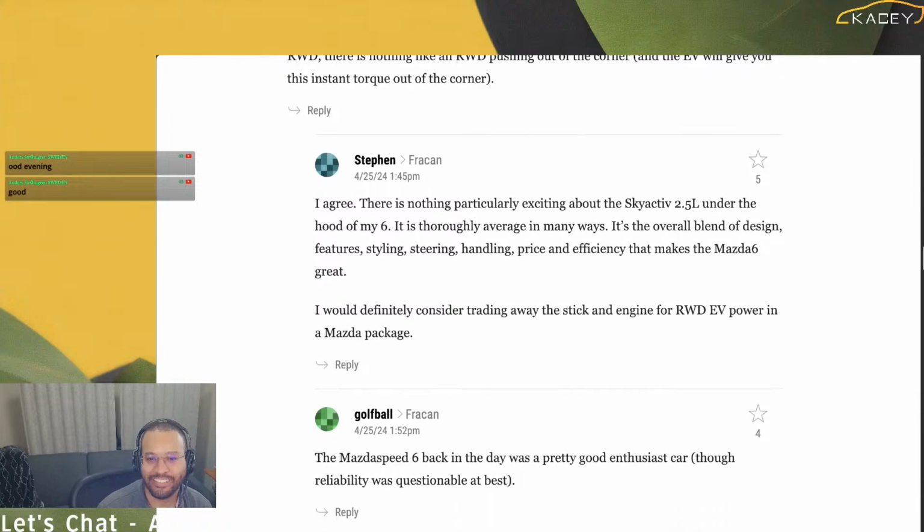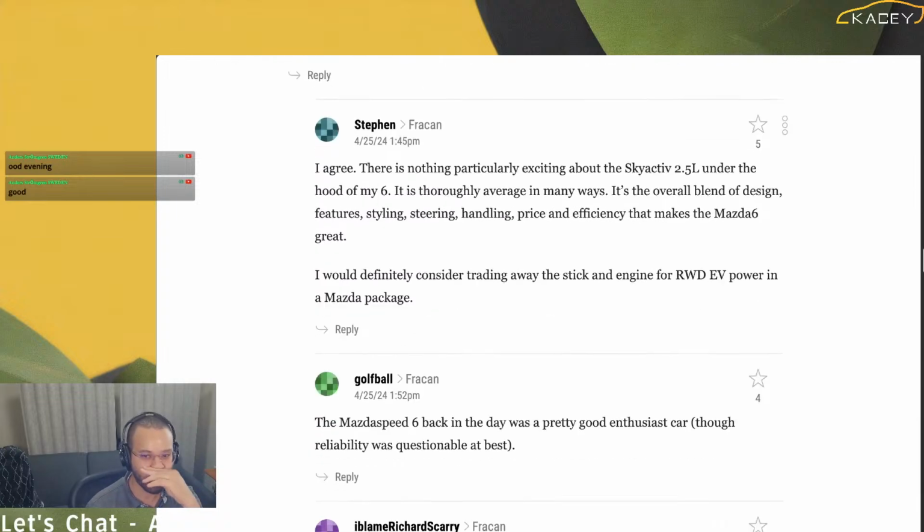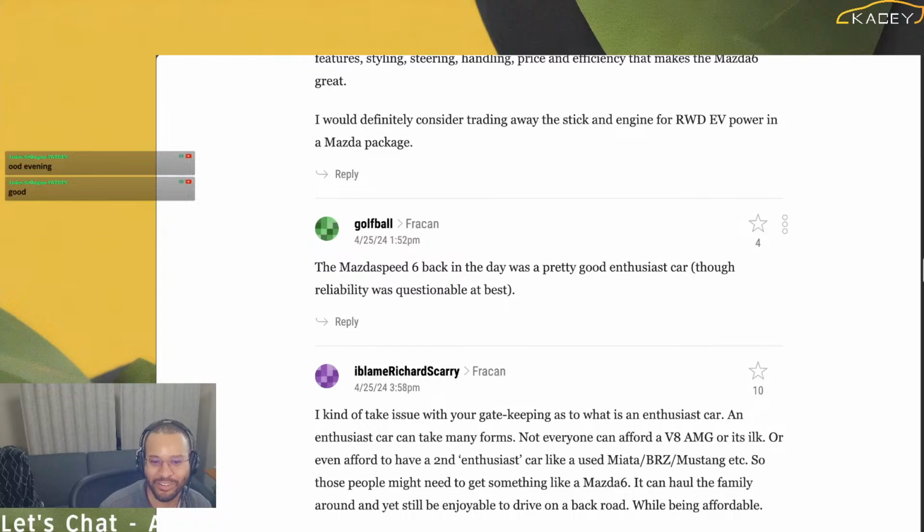Nothing particularly exciting about this guy. Active 2.5 liter under the hood of my 6. Thoroughly average in many ways. A Mazda Speed 6 back in the day was a pretty good enthusiast car.